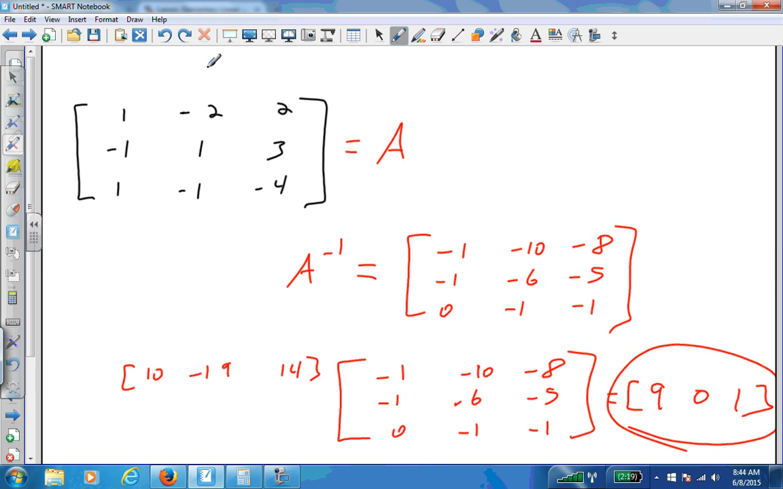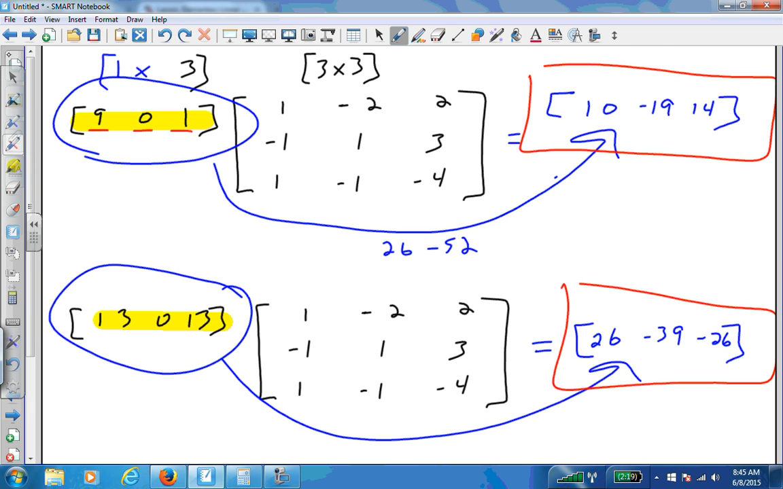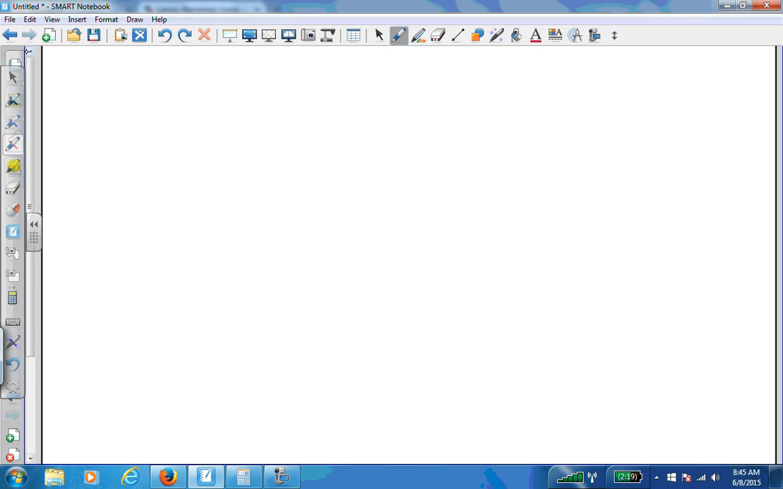So without having this quote-unquote enigma, without having this matrix that will code and uncode, then it would be very difficult to figure out what the hidden message was if we were just given these. So that's decoding and encoding using matrices.